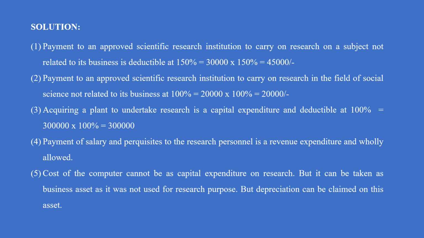And the last one, cost of computer. They have bought it for research purpose, but they were not able to use it for research purpose. So in that case, it cannot be treated as a research purpose and no deduction can be given. It can be generally treated as an asset that is bought for a company process or for the company's business. In that case, you can only claim depreciation on the asset, just like normal other assets. You can claim depreciation, but you cannot claim any deductions.